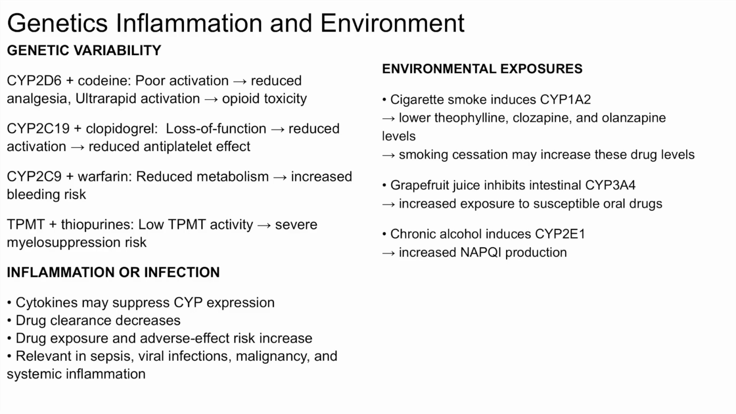Inflammation can also suppress CYP enzymes. During severe infection, malignancy, or systemic inflammation, drug clearance may decrease and adverse effects may be more likely. Environmental exposure matters as well here, so like cigarette smoke induces CYP1A2, while smoking cessation can raise concentrations of its substrates.